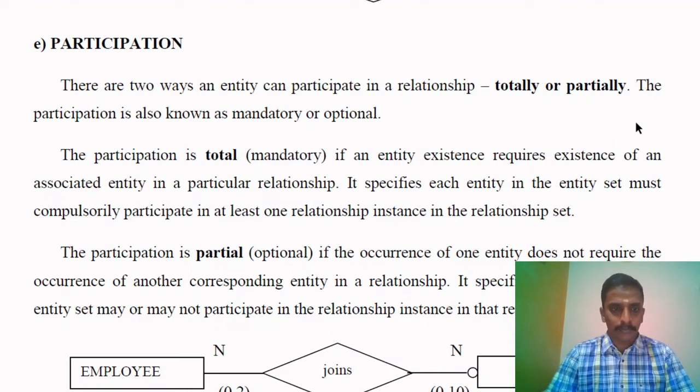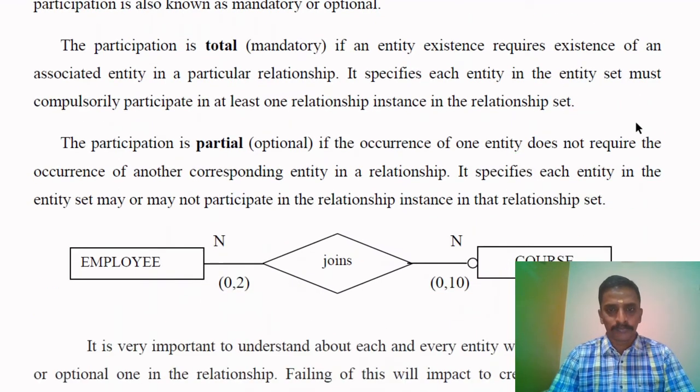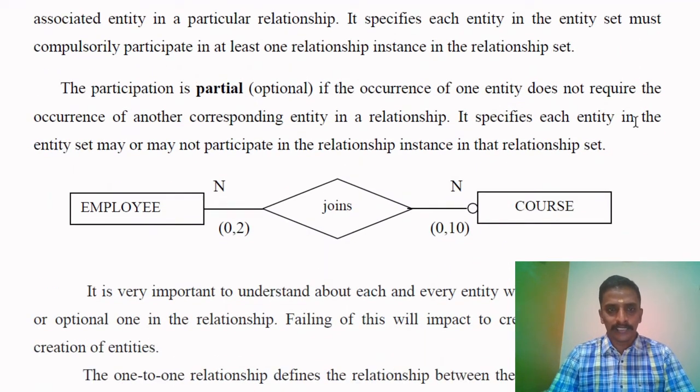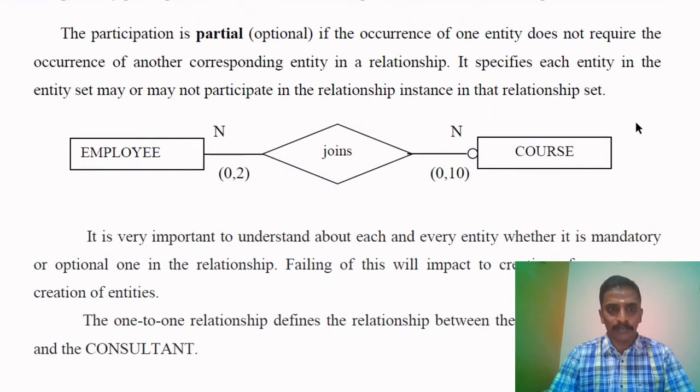The participation is partial, that is optional, if the occurrence of one entity does not require the occurrence of another corresponding entity in a relationship. It specifies each entity in the entity set may or may not participate in the relationship instance in that relationship set.